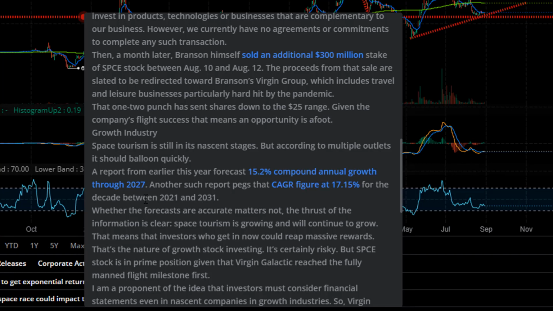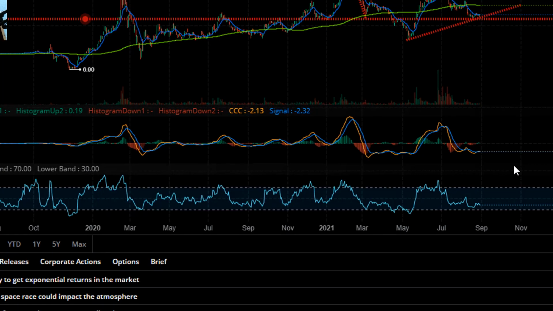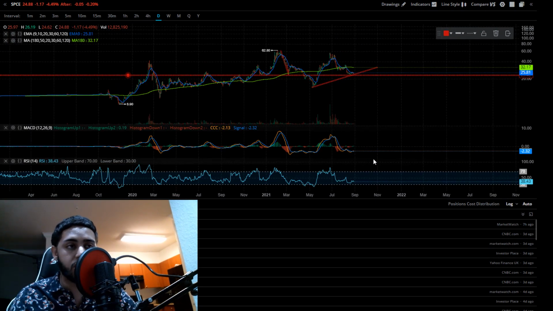They also say that space tourism is growing and will continue to grow. That means that investors who get in now could reap massive rewards. That's the nature of growth in stock investing. It's certainly risky, but space stock is in a prime position given that Virgin Galactic reached a fully manned flight milestone first. Right now, there's still, of course, a lot of other things that we have to talk about with Virgin Galactic, but really, this is what I want to do. I just want to provide you guys an idea and help you find that idea and execute for either your trading or investing plans.